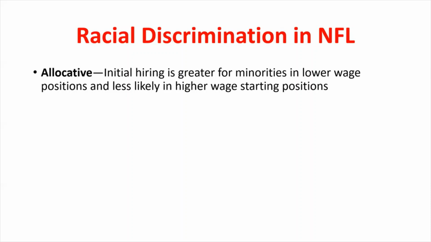So one thing we can think about, where we could see some discrimination going on, is what we call allocative discrimination. It could be that initially it's more likely that we're hiring coaches into lower wage positions, or positions that have lower starting wages. That means they're less likely to start out in positions that have higher wages. So when they initially get hired, they're less likely to get hired as a college coach at University of Alabama.